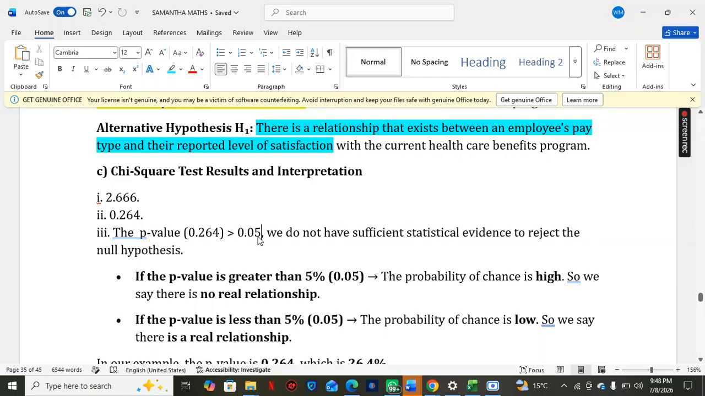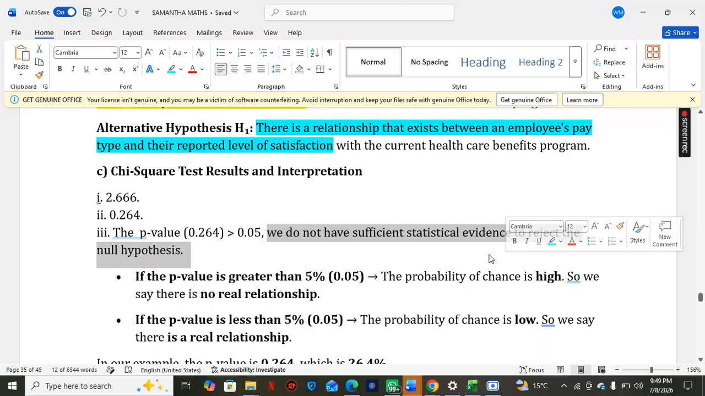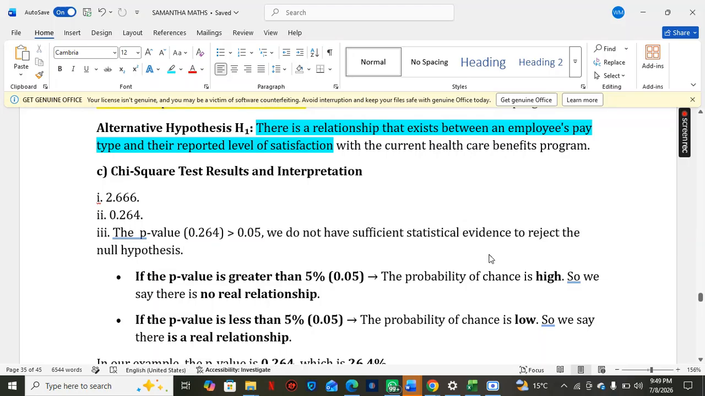So there's a high probability that our results are by chance. So what we're going to say is we do not have sufficient statistical evidence to reject the null hypothesis. This is how you make your decision. It's either you reject the null hypothesis or you accept it. Never say the null hypothesis is true or the alternative hypothesis is true. Your answer always has to be in this format where you say either you reject the null hypothesis or you accept the null hypothesis.